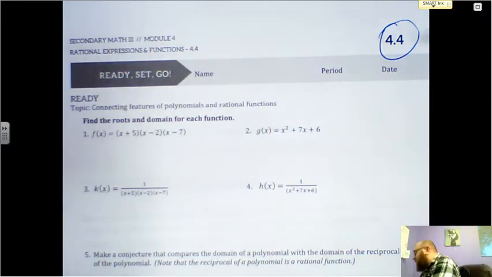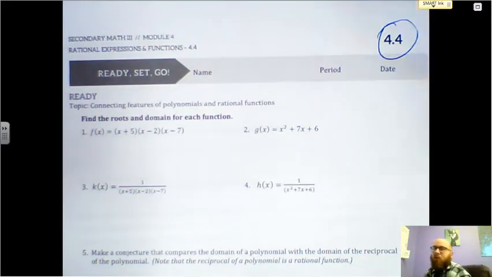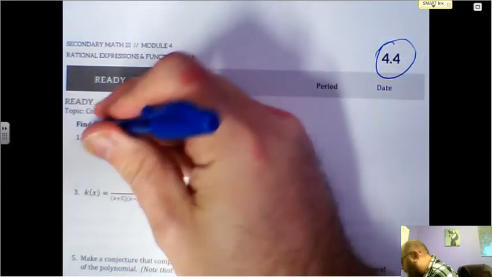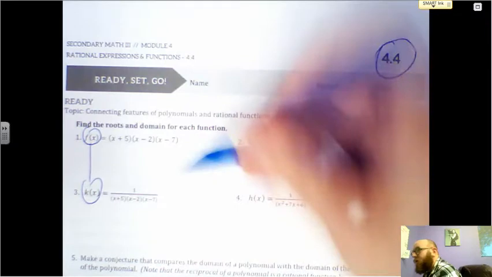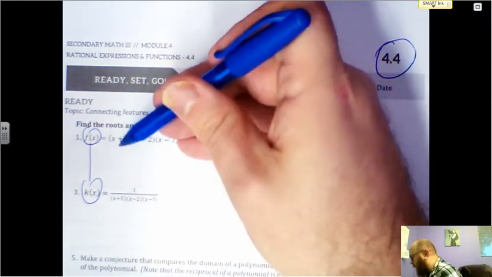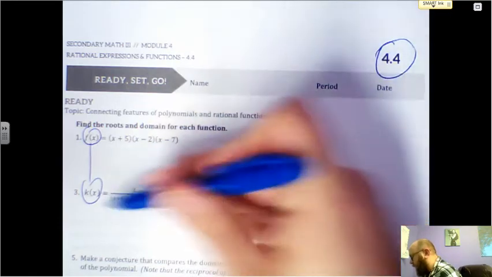All right, so for the ready section, this is a little bit of a review of some work that we've done before, where we're going to be finding the roots of a function, and then finding the domain of its inverted form, right? Notice that f and k, these functions are just inverted, where we have our three binomials here, and then they end up in our denominator here.